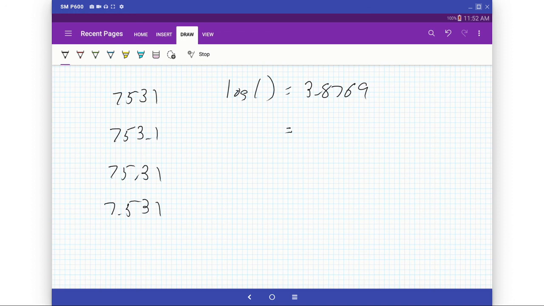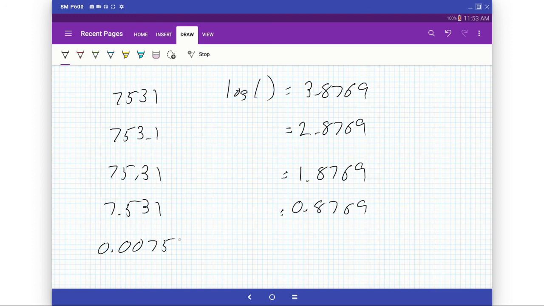So I will guarantee you that the log of 753.1 is 2.8769. And of 75.31 is 1.8769. Of 7.531, it is 0.8769. And if I were to go 0.007531, I'm going to get negative 2.8769.